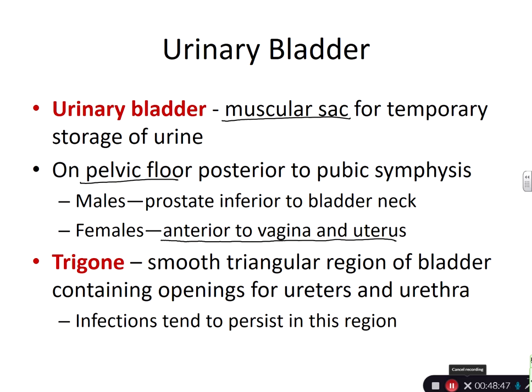So here is the vagina, this little tube right here. Y'all can see that little tube, that's the vagina. Obviously the uterus has a baby in it. And then this thing right here, that's the bladder. So it sits in front of the vagina and the uterus.